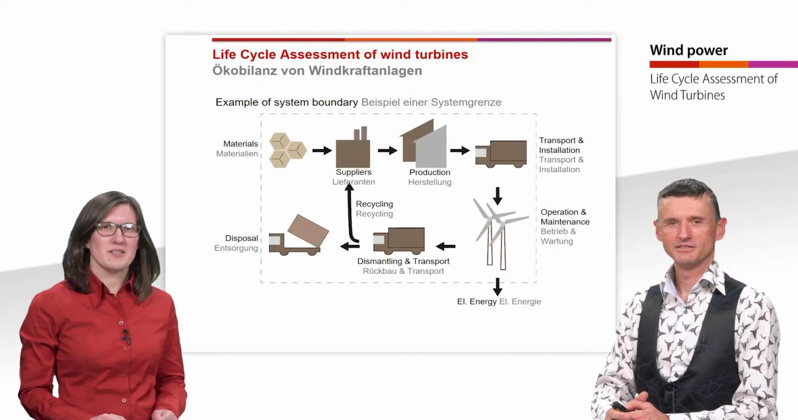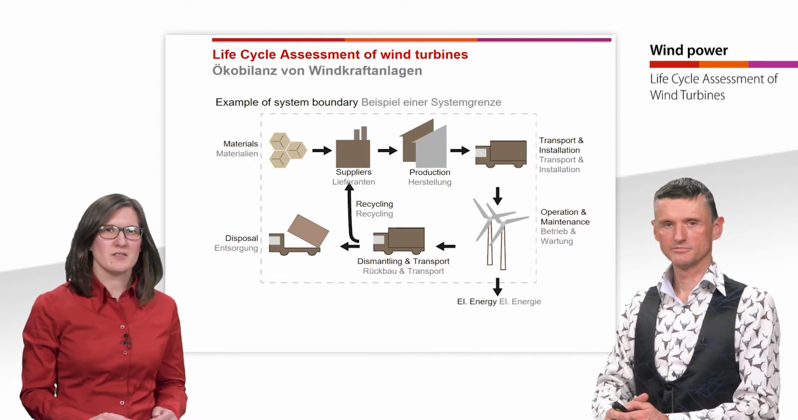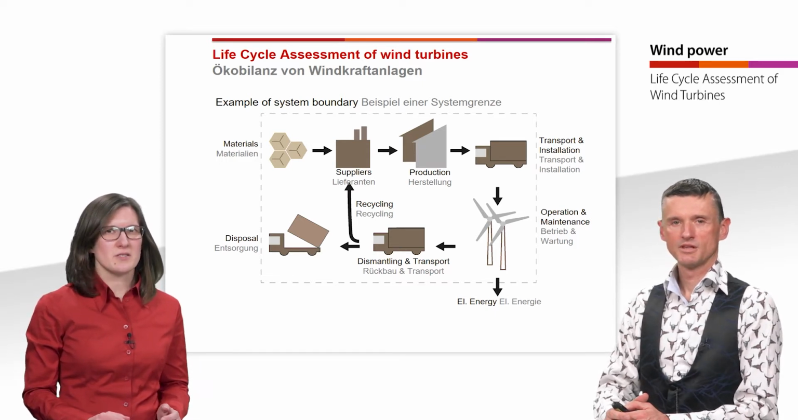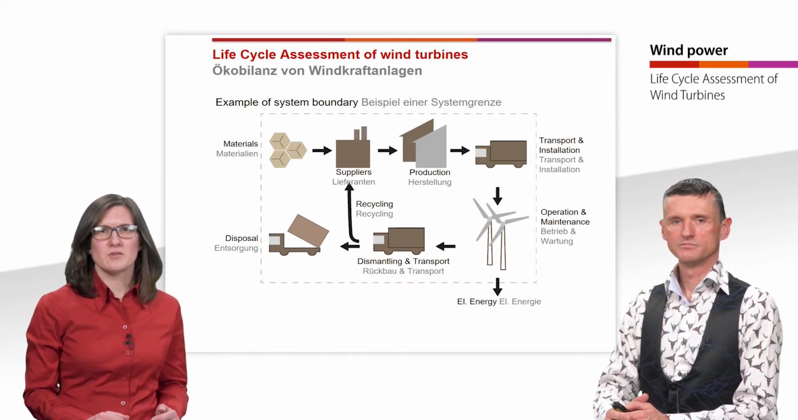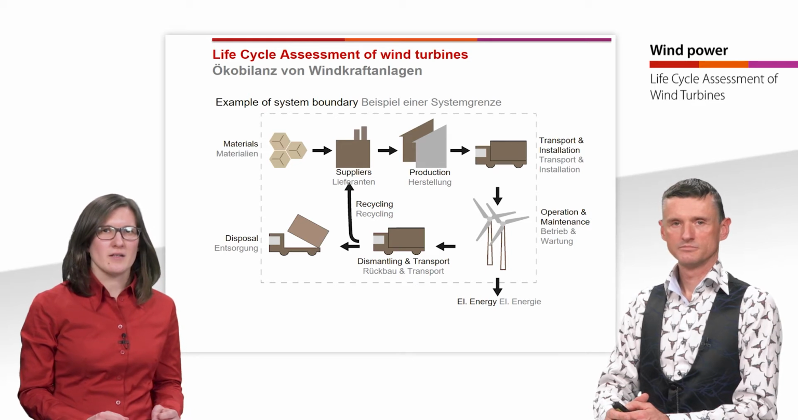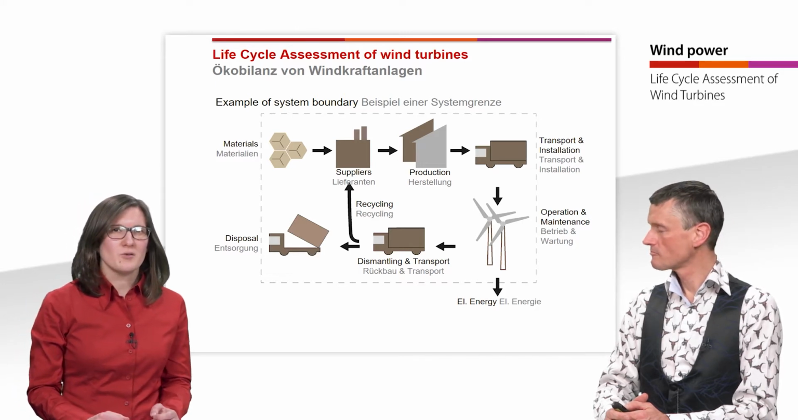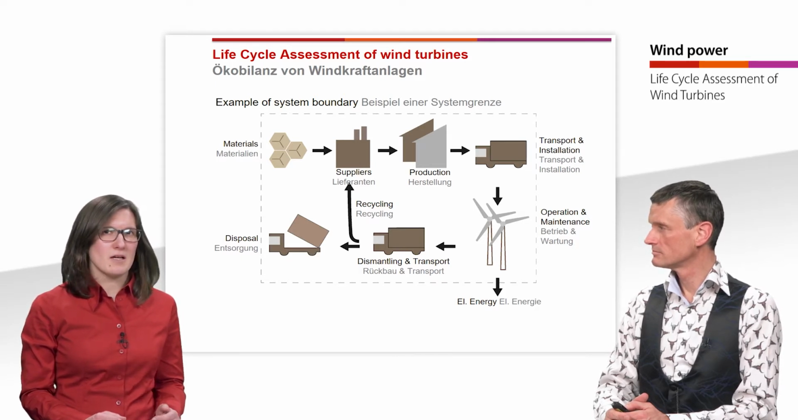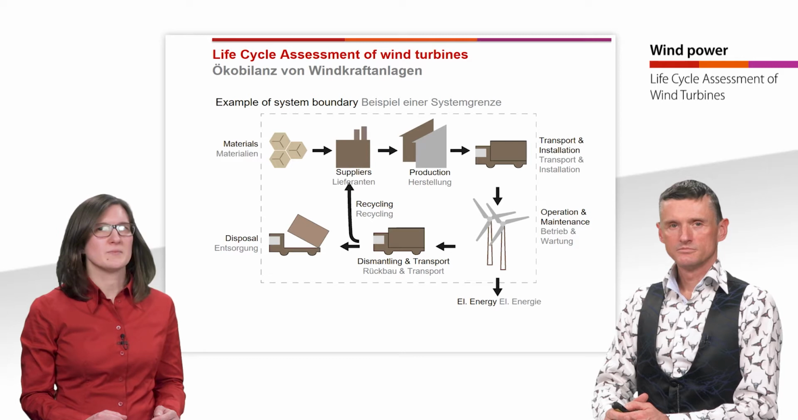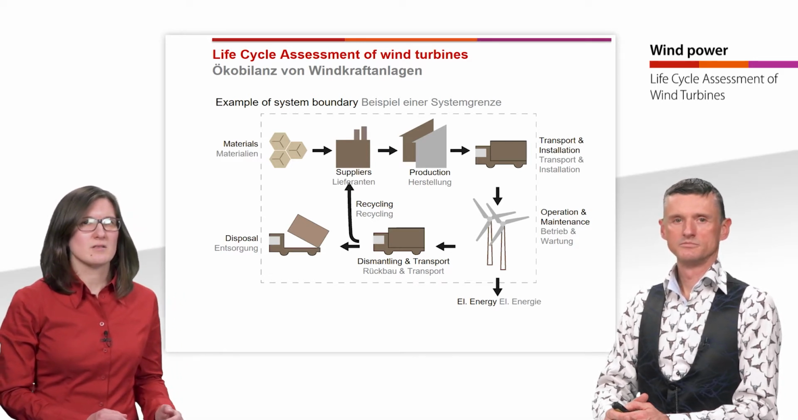So here you can see an example of a system boundary. In the upper left corner you can see the raw materials. These materials are distributed by the suppliers and afterwards used to produce the wind energy plants. The next step is the transport and installation, followed by operation and maintenance. And during their lifetime the plants produce electric energy, and after the lifetime dismantling and transport follows. Part of the plants is then recycled and the rest is sent to disposal.